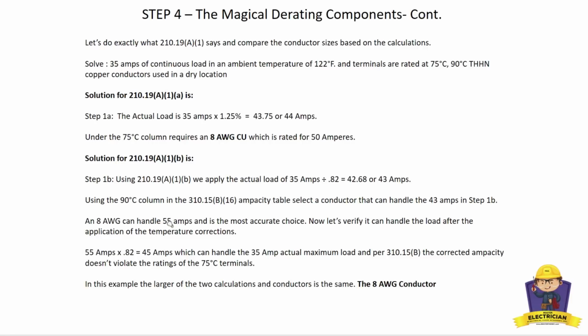All the steps. We did the 55 amps because that was the 8, because we did this one here, the 35 divided by 0.82, 43. We went to the 90-degree column. We chose an 8 gauge, good for 55 amps. Now we want to validate that.